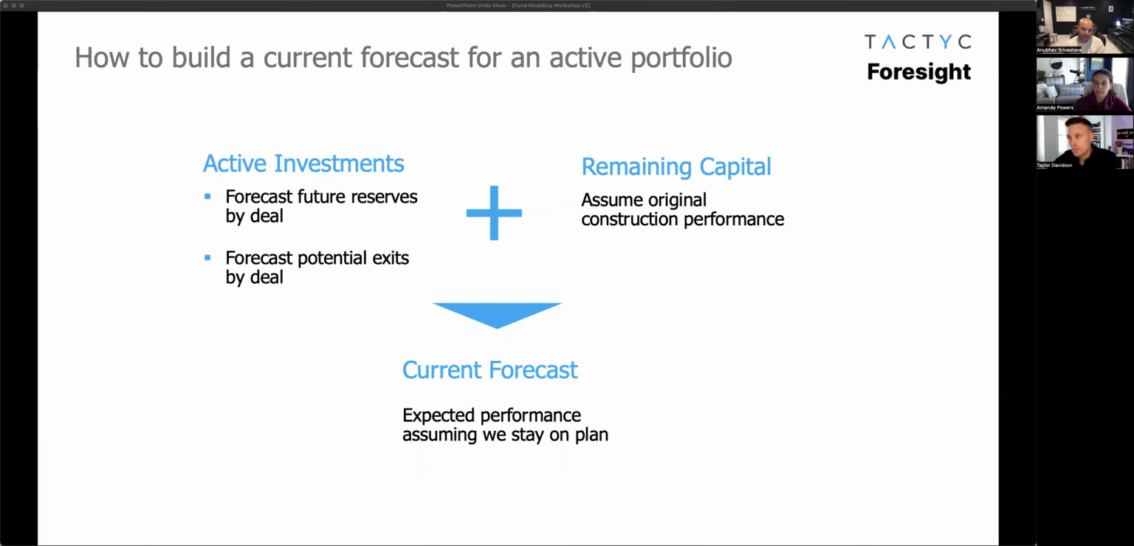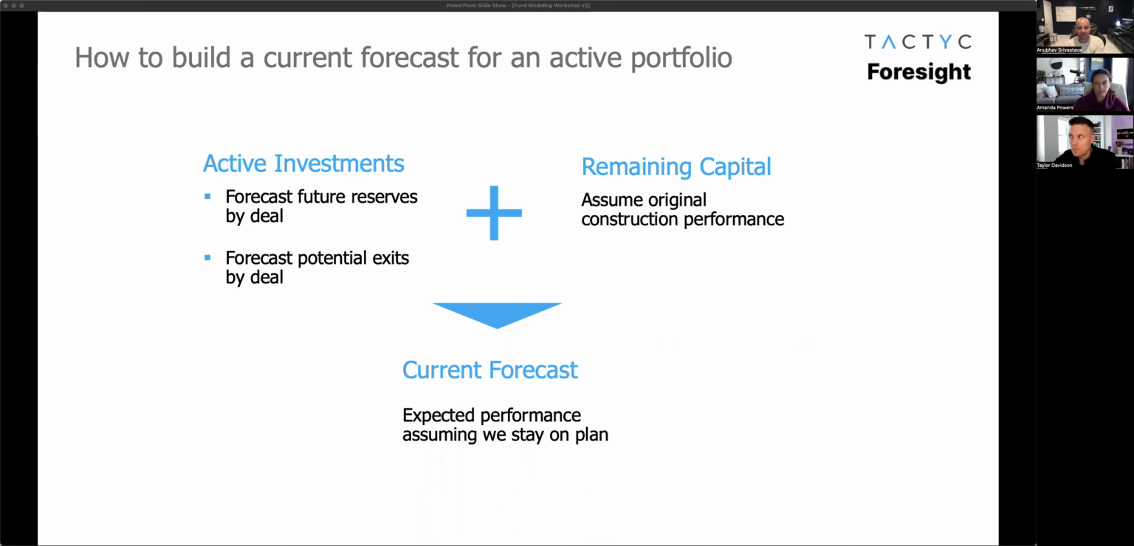Then you have undeployed capital that is just sitting there, remaining to be called. How should that capital perform? The standard way we've seen this done is we assume that the remaining capital will perform at the original construction levels. So in construction, you said you might do 3x on a pre-seed company. Well, that's what we'll assume you'll do for your remaining capital. Combine the two together, and that's your current forecast.